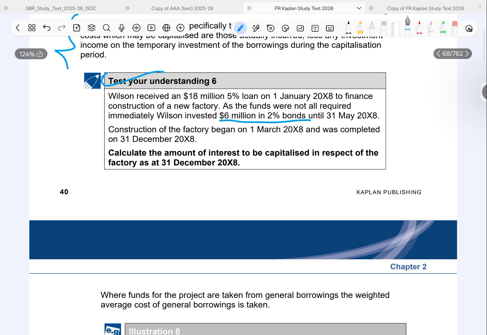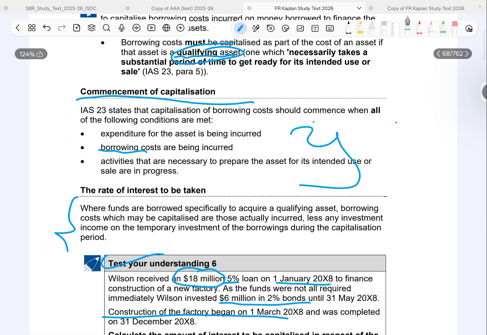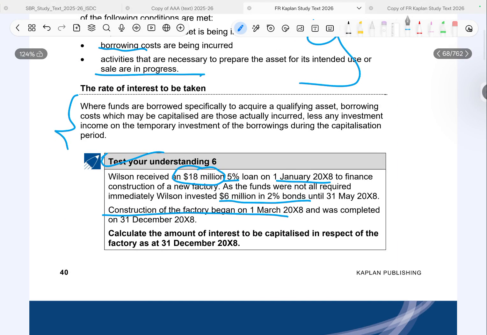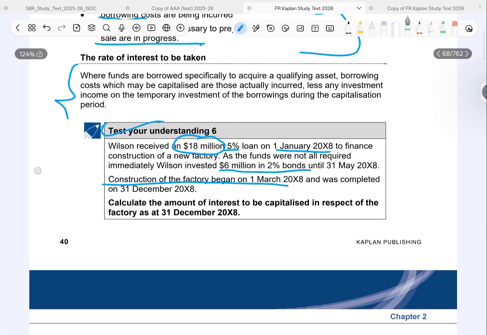Okay, so we have taken an 18 million loan, 5% interest on 1st January 2018, but we read over here the construction of the factory began on 1st March. So for 2 months, Jan and Feb, we are not actually doing anything to build our asset. So can we recognize it? No, because activities that are necessary to prepare the asset for its intended use or sale need to be in progress, and over here no work has been done, so we cannot capitalize interest for these 2 months. Okay, so we'll start capitalizing it after March.